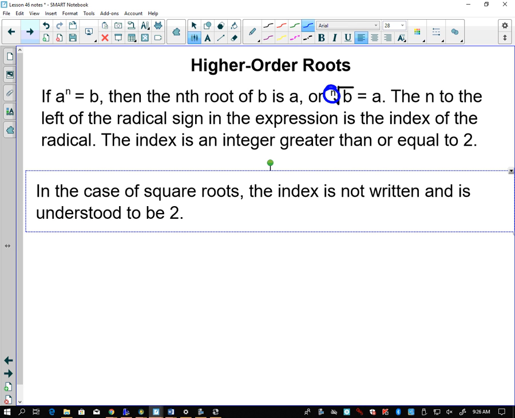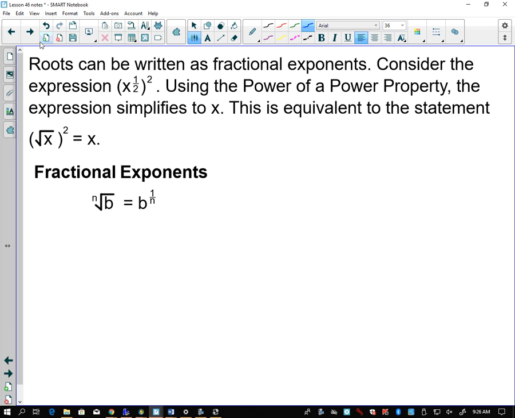Okay? So in the case of square roots, the index isn't written, but it's understood to be 2 whenever there's nothing there. Just like with a variable, if I said a, what's the exponent on a there? 1, right? So just like we understand that if there's no exponent listed, the exponent is 1, when there's no root number or index listed, it's understood to be 2. Okay? Does that make sense? All right. I think this is the last slide.